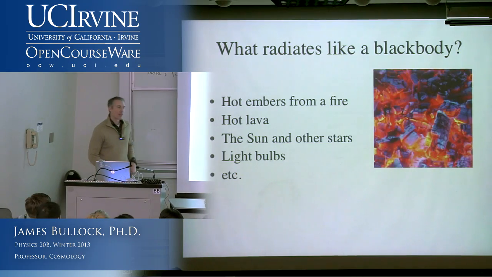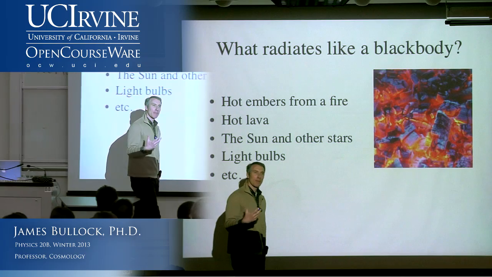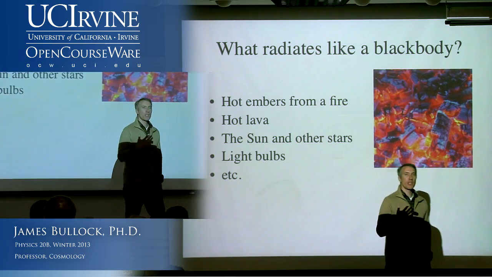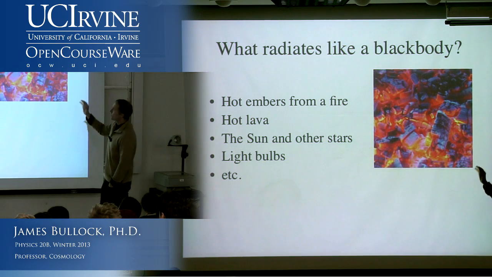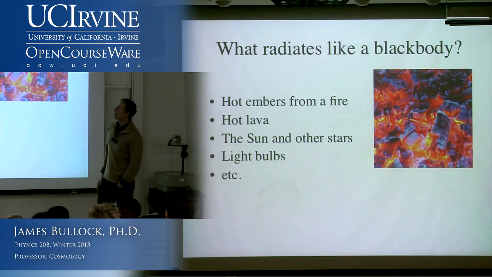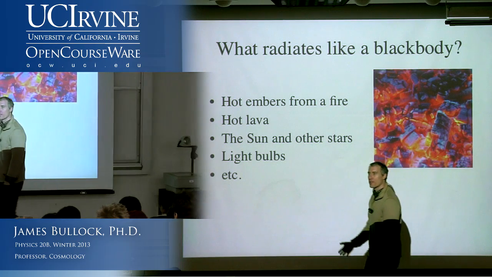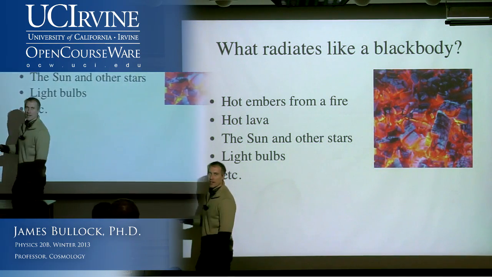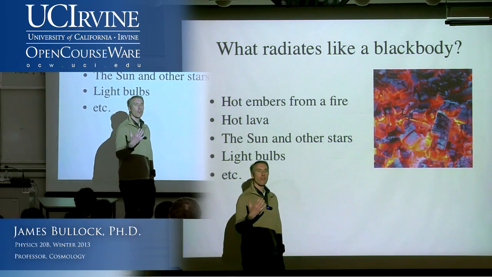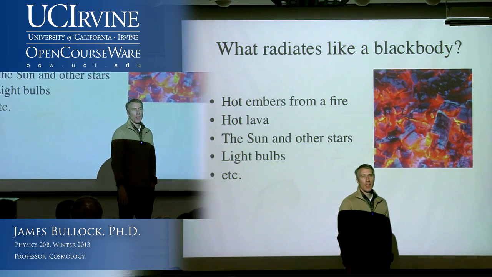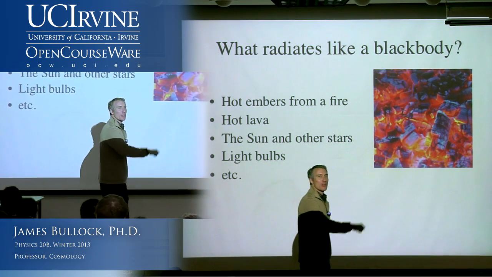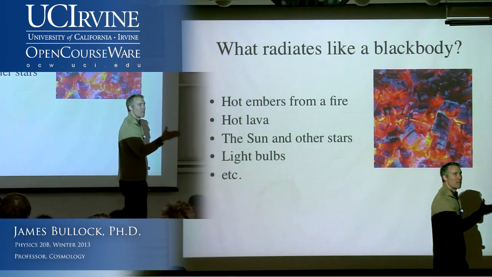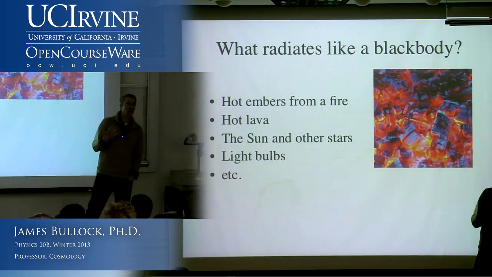And I should mention that not everything radiates like a perfect black body, and I'll come back to this later. But here are some things where at least some of the light you see coming from them is like a black body: the hot embers from a fire, hot lava, and the surface of the sun looks a lot like a black body spectrum. Light bulbs and other things have spectra that basically look like black bodies to first approximation, so you can define their temperatures in a very precise way. In fact, that's how we define temperature now. If you measure the spectrum of something and fit a black body to it, you can measure the temperature that way, and that's the most precise way to measure the temperature of something.